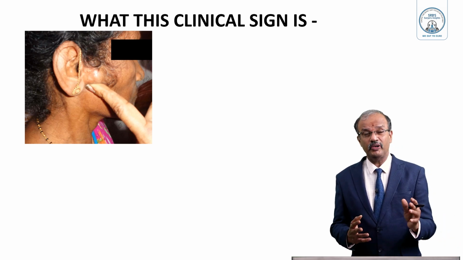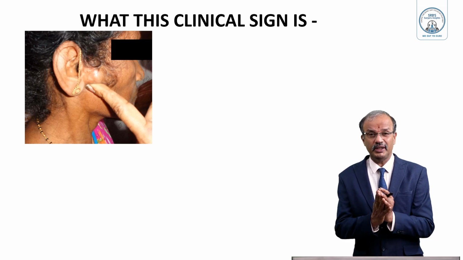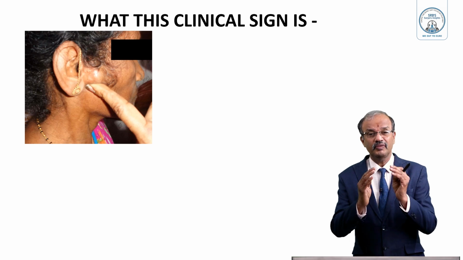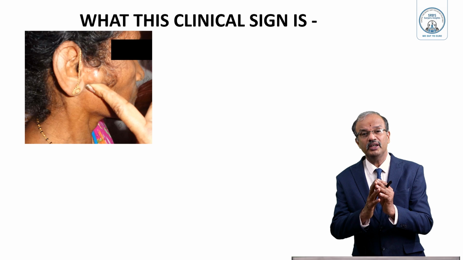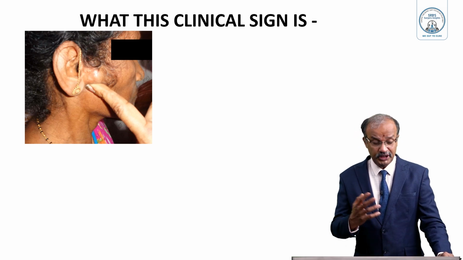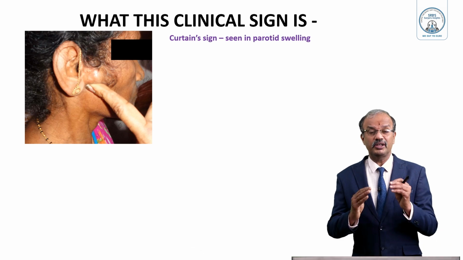Naturally it has to be parotid or periauricular lymph node or subcutaneous swelling, whatever it is in that region, maybe from the skin, from the subcutaneous tissue, from the deeper part within the parotid fascia, the condensed deep fascia, where we have the parotid. So what is this to differentiate? One of the important signs is the curtain sign that is seen in parotid swelling.